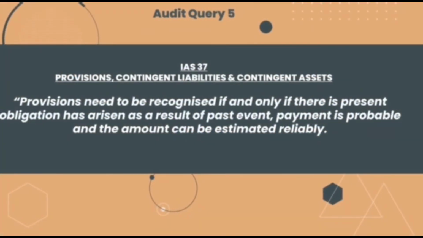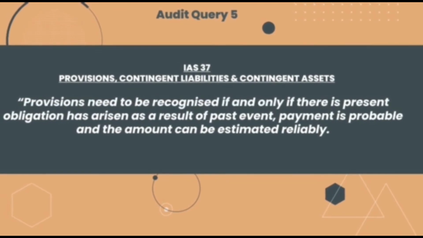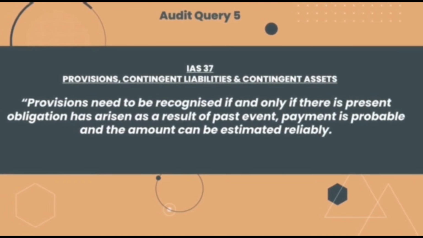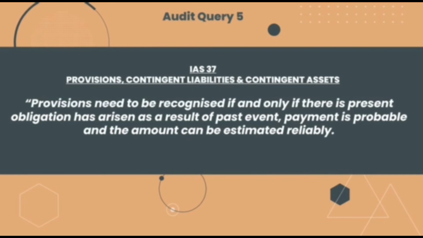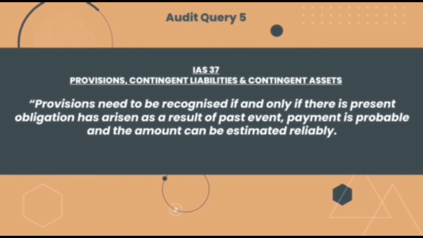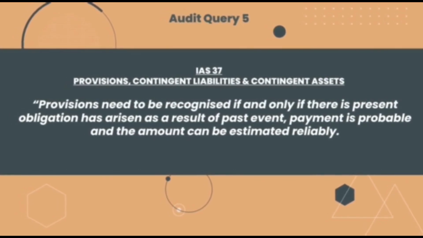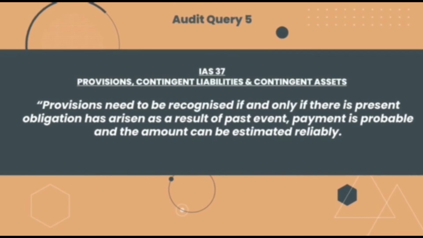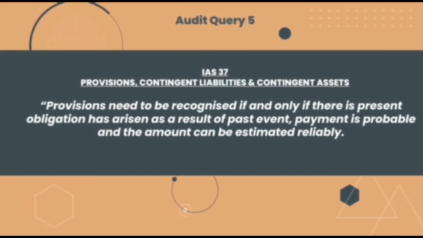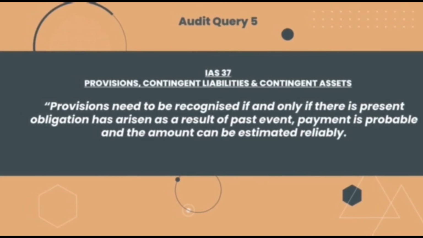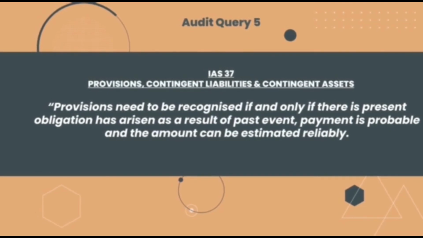Lastly, according to our understanding based on IAS 37 provisions, contingent liabilities and contingent assets, provisions need to be recognized if and only if a present obligation has arisen as a result of a past event, payment is probable and the amount can be estimated reliably.